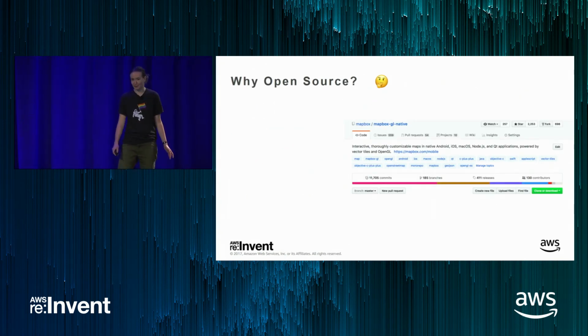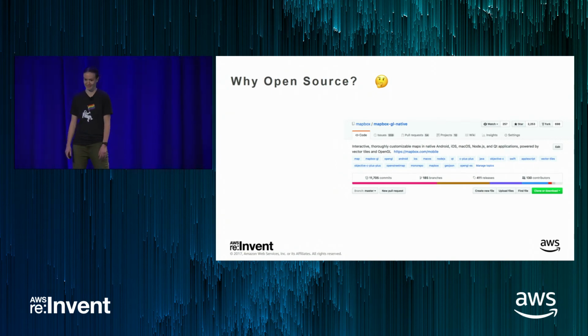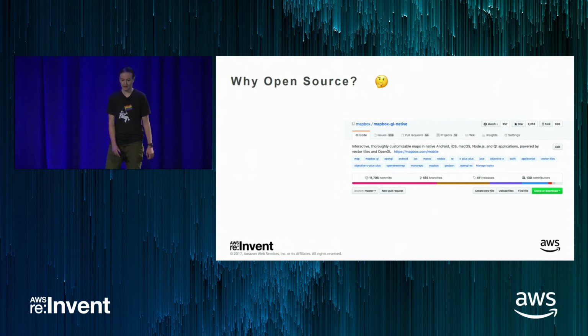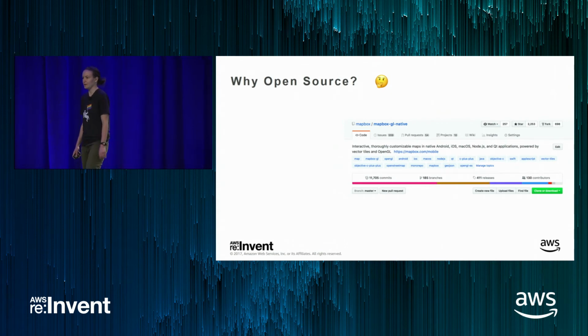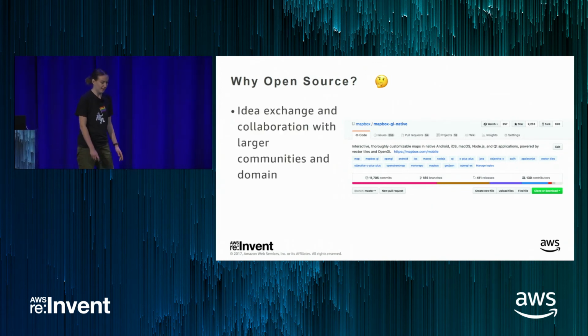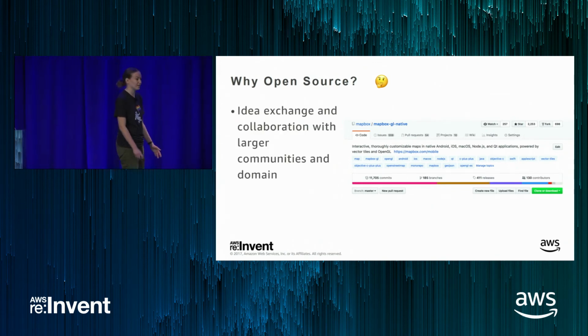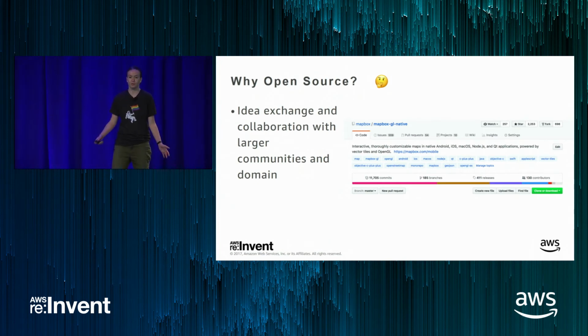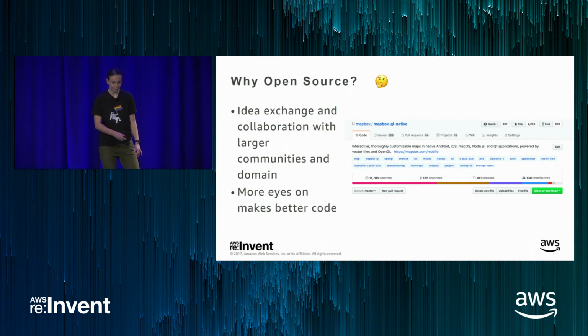I'm hoping not all of you are thinking this, but maybe some people are wondering, why do I care about open sourcing things? So this is Mapbox GL Native. It's one of our most popular open source repositories. And you can see there's a lot of people engaging with it on GitHub. This is the main reason why you want to open source things. It's a great opportunity to exchange ideas and collaborate with the larger communities and people interested in the domain that you're working in. And this has been super important for us.